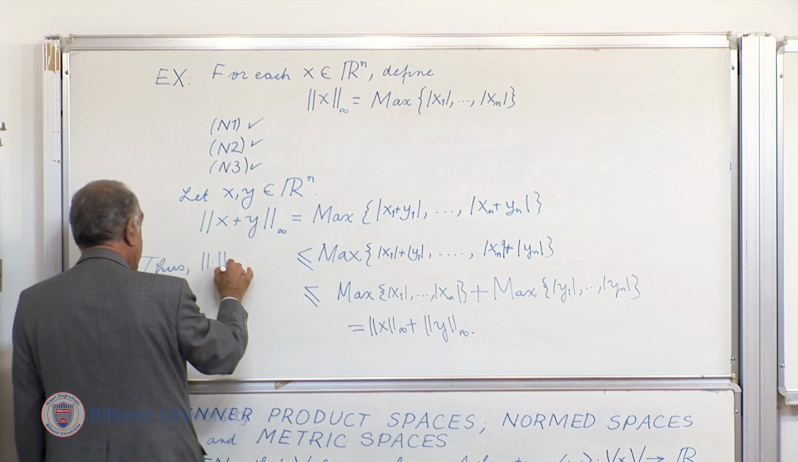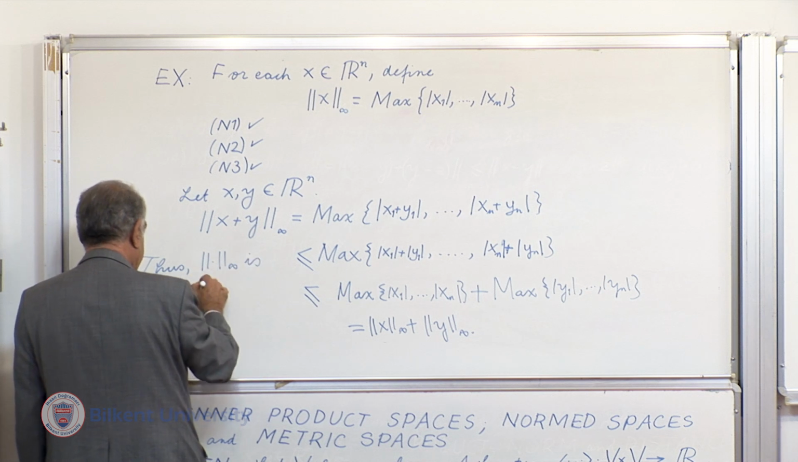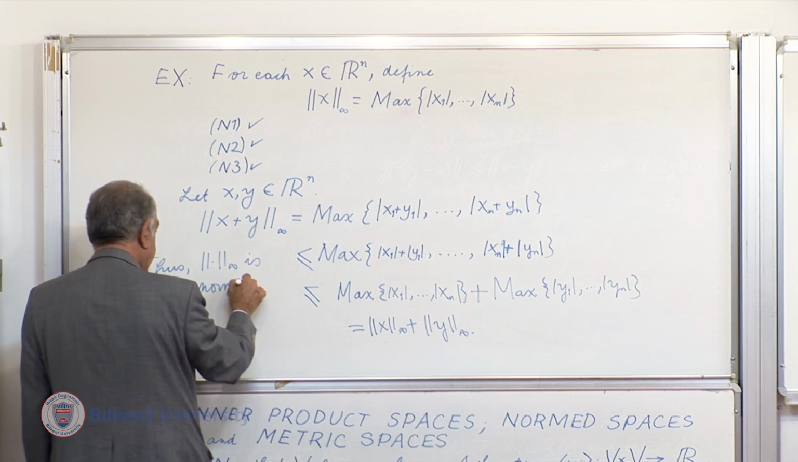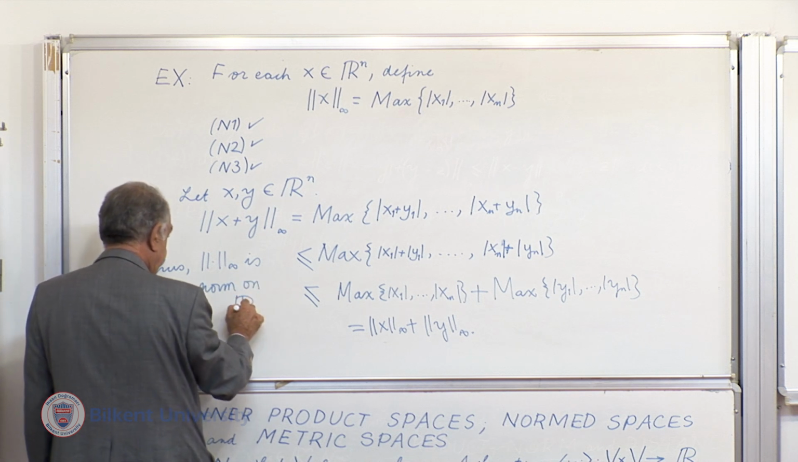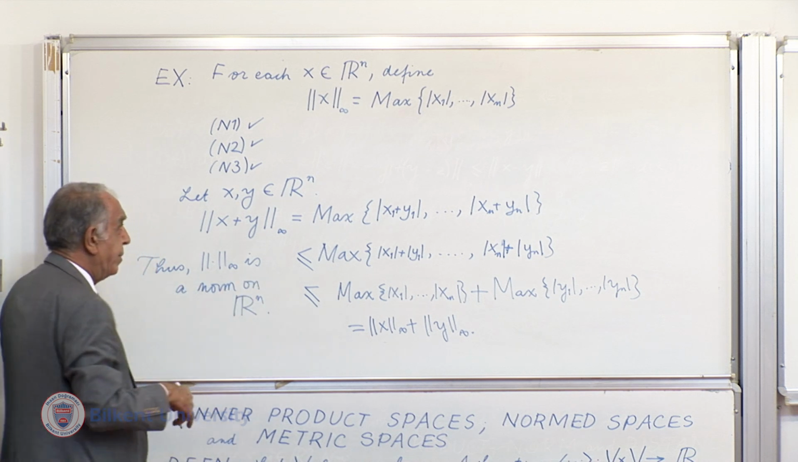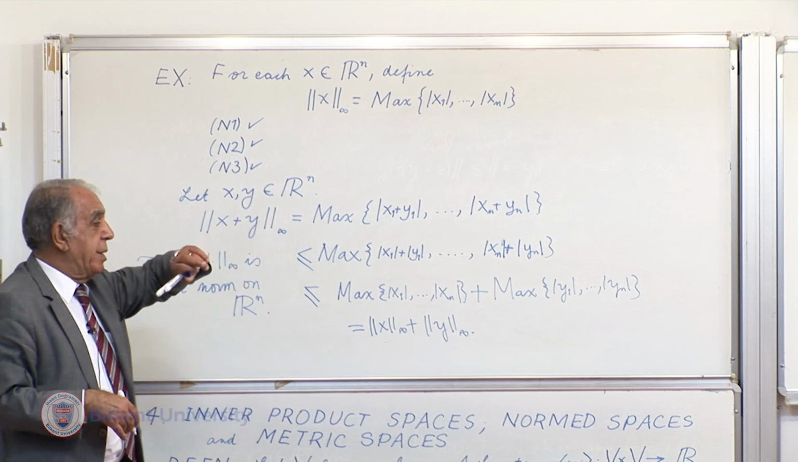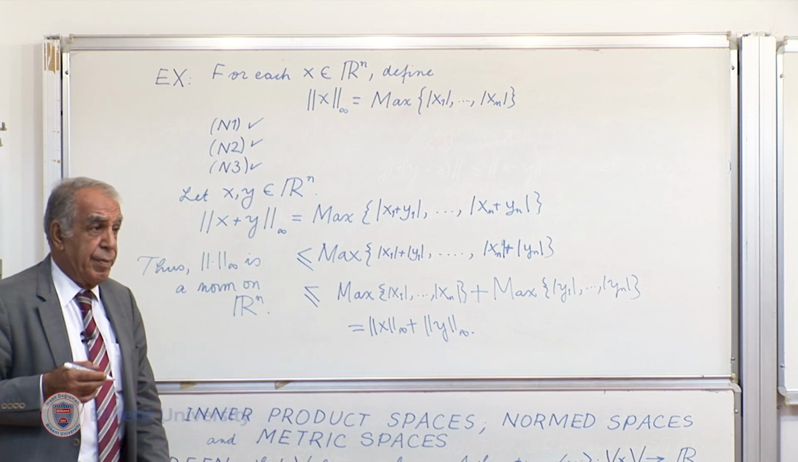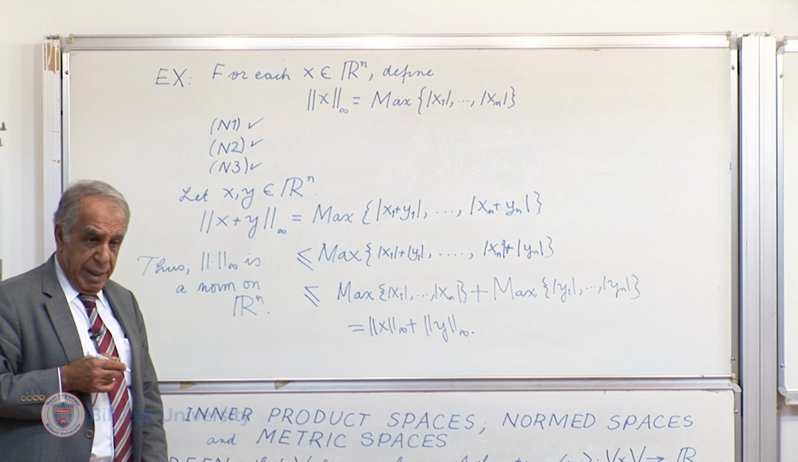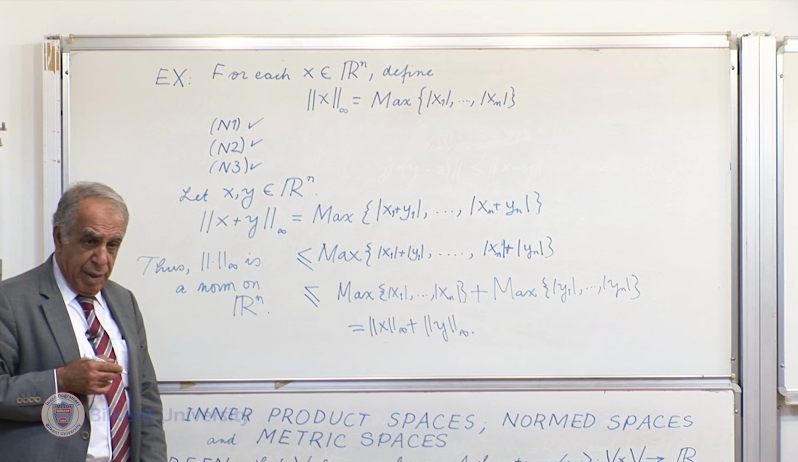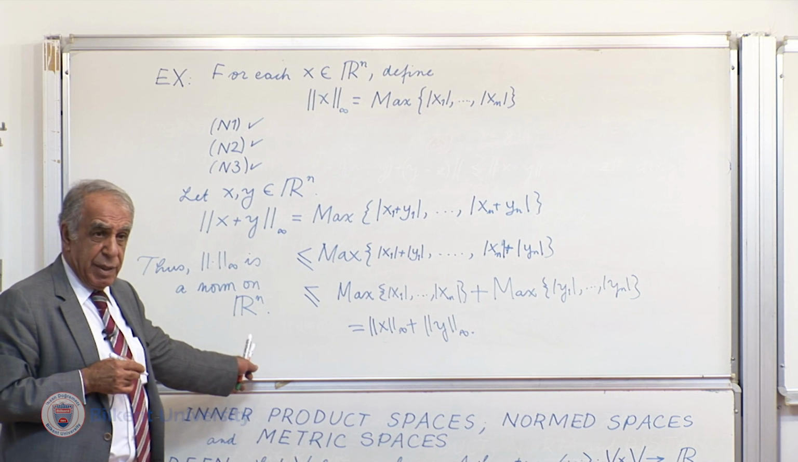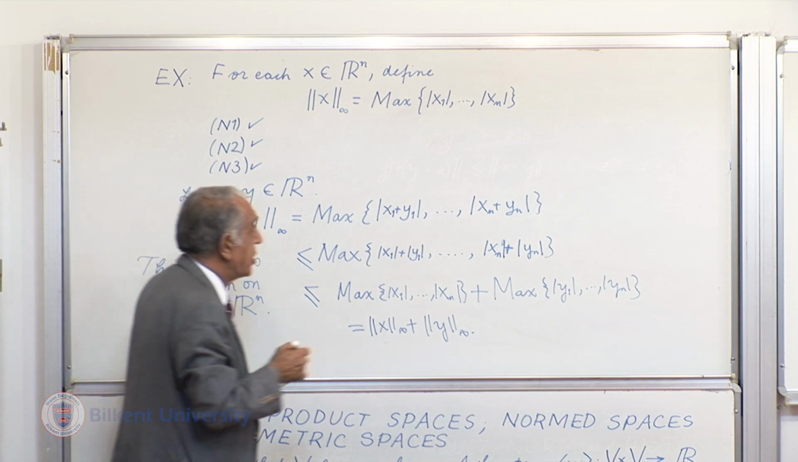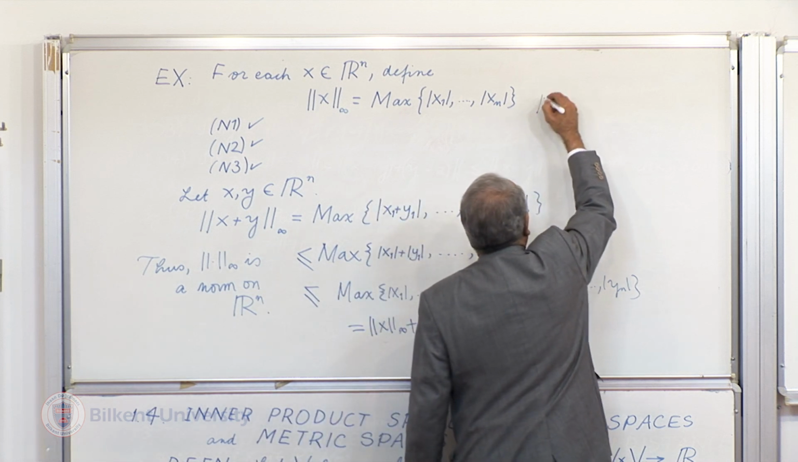Thus, this is a norm on Rn. Now the question is, can this norm be derived, induced? Is there an inner product which induces this norm? Now let's just check that for R2.